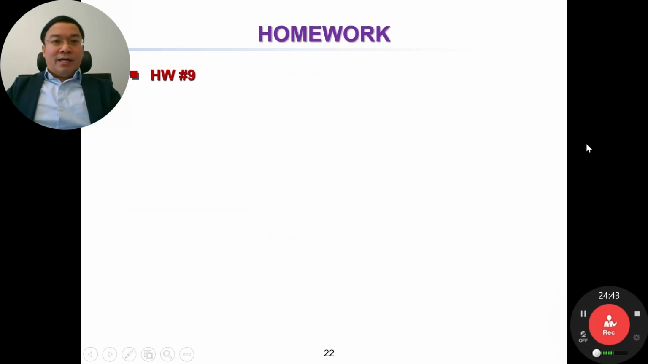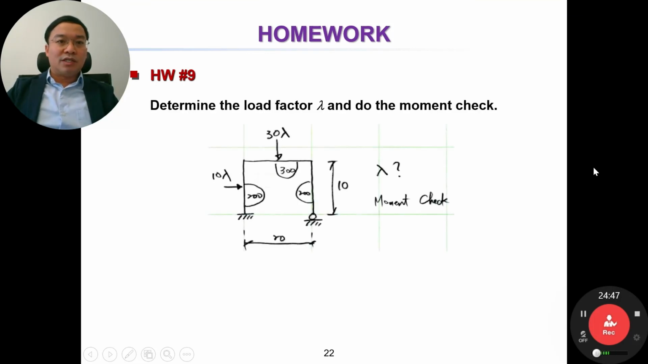Let me give you a homework. The homework today is to determine the load factor lambda and do the moment check of this structure. This is the homework of today's class.